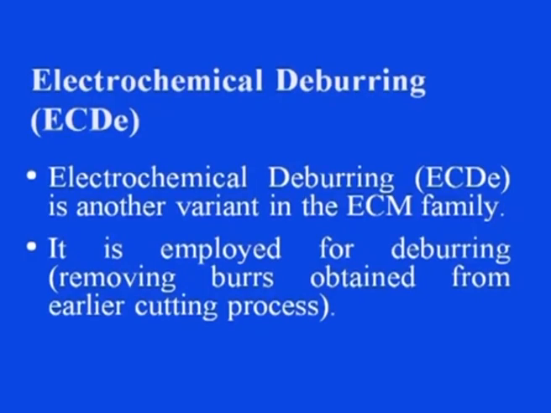Another process is electrochemical deburring, ECDE. This is employed for deburring, which is a result of some other conventional processes. Another variant is electrochemical discharge machining, ECDM, which we have already discussed in detail in another session. This is a hybrid process of ECM as well as EDM, and this is mainly used to machine non-conducting materials.